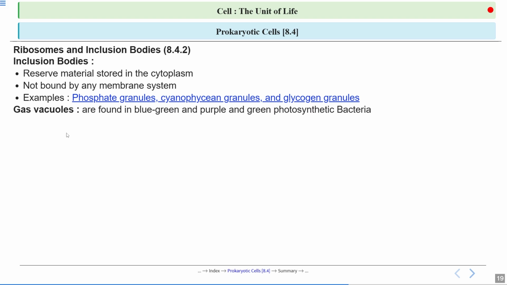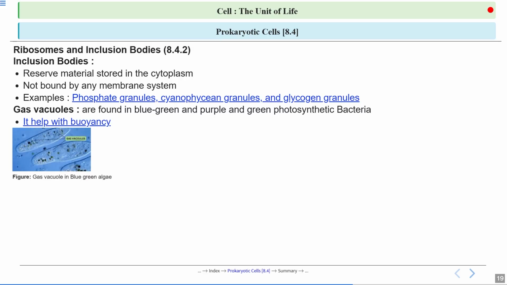Gas vacuoles are also present. These are found in blue-green, and purple and green photosynthetic bacteria. What is the function of gas vacuole? They provide buoyancy to these bacteria. This is showing you gas vacuoles in blue-green algae. These provide buoyancy to these bacteria because they are aquatic.